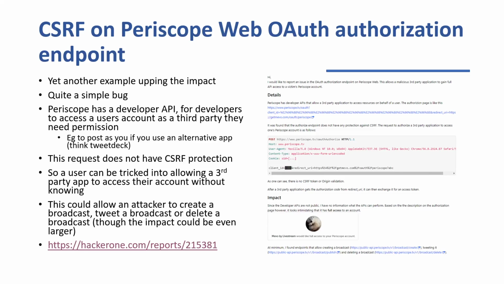And the reporter here couldn't test too much because they didn't know what the endpoints were. But they did do some vague looking to see you could create a broadcast, tweet a broadcast, or delete a broadcast. Although without knowing all of the API endpoints, because it wasn't public, the impact could be even larger.